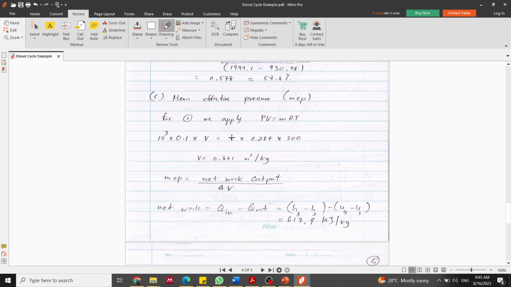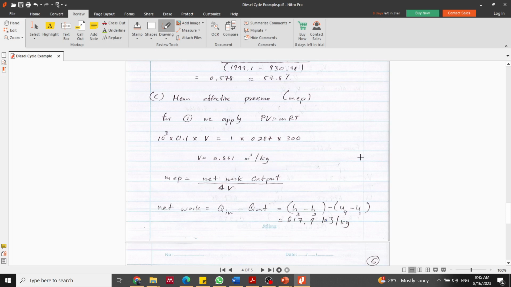So V equals m R T over P, where m is 1 because we are applying all the values for 1 kilogram of mass. Therefore m becomes 1. R is given as 0.287 in the data. Then temperature is 300. Therefore we get V equal to 0.861 meters cubed per kilogram. That's why the per kilogram comes, that's why m becomes 1 here. Per kilogram volume is this much.